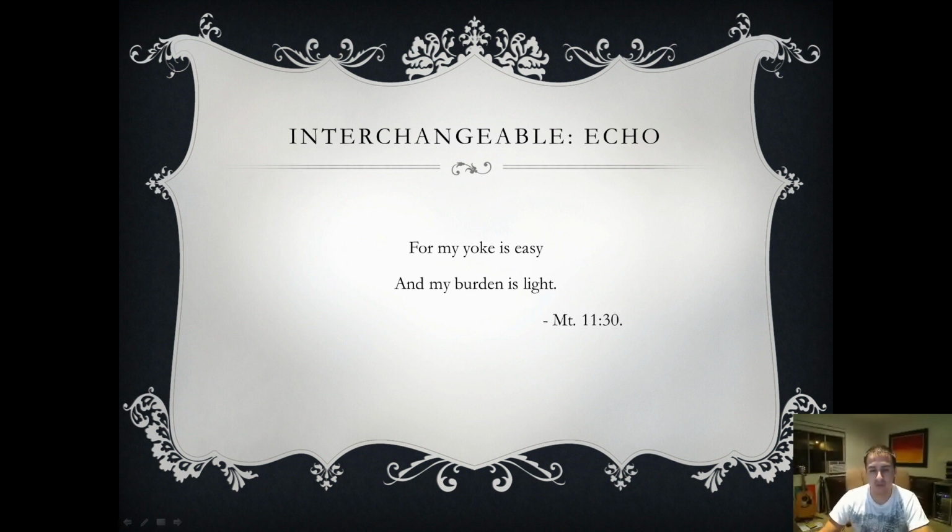This is Jesus' teaching. Remember I said that Hebrew poetry has a major influence in the New Testament. Well, here's Jesus speaking in a parallelism when he says, my yoke is easy and my burden is light. Now, these are two interchangeable statements. You can remove either one of these and it makes sense. But they're also saying the same thing. So it's an interchangeable echo. This is pretty self-explanatory. I don't think I have to go into that. But sometimes that's the extent of what the author's trying to do.